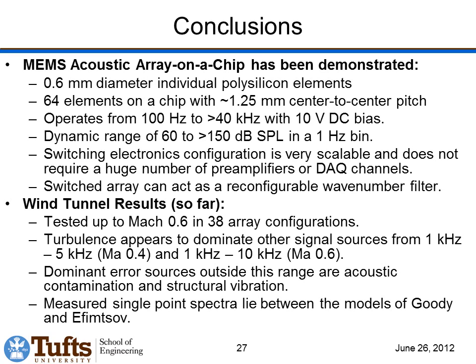We have done some wind tunnel testing, tested up to Mach 0.6 and 38 array configurations. We're able to distinguish turbulence from other signal sources such as structural vibration and acoustics in a band from 1 to about 10 kilohertz, depending on the Mach number. I didn't show this data in this presentation, but we have done some analysis to try to remove acoustic contamination and structural vibration from our signals, and then compare our turbulence measurements to some turbulence models in the literature with good results. So we'll be continuing this work to do more analysis of our turbulence data, hopefully take some more data at higher Mach numbers and continue to improve the array.